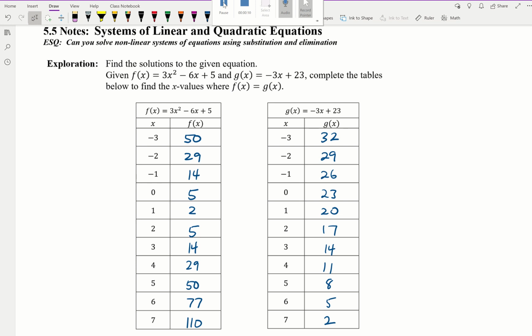These are the 5.5 notes where we're going to look at solving systems of linear and quadratic equations. Earlier in the year, we solved systems of linear equations, and we had three methods, which were graphing, substitution, and elimination. Those same methods will apply to these systems as well.